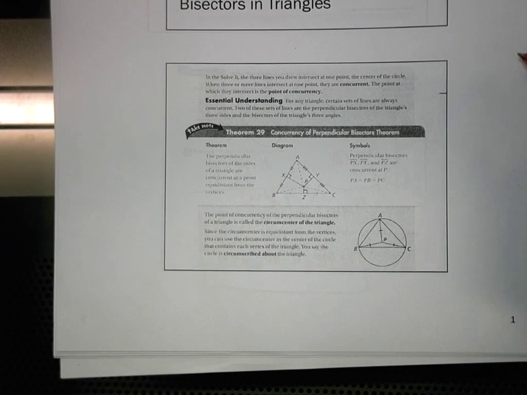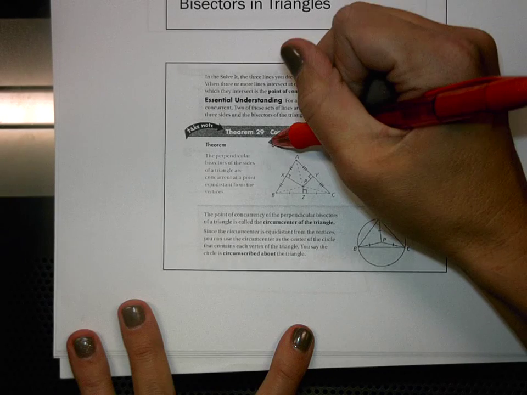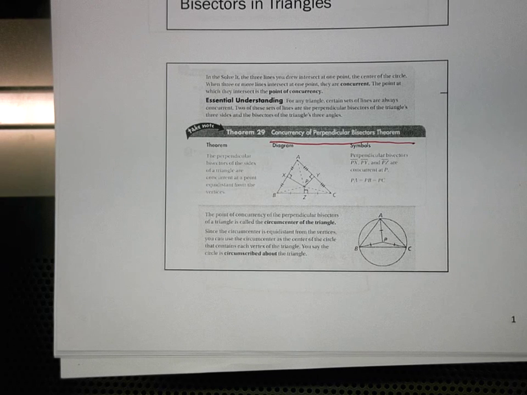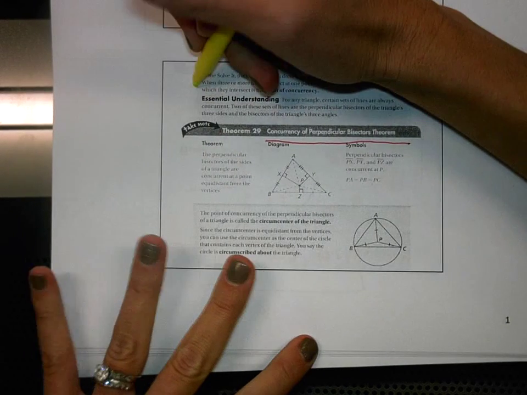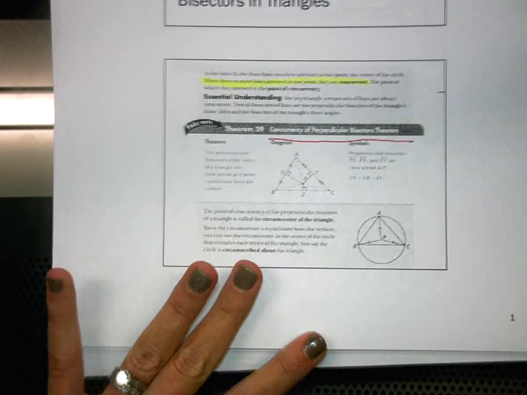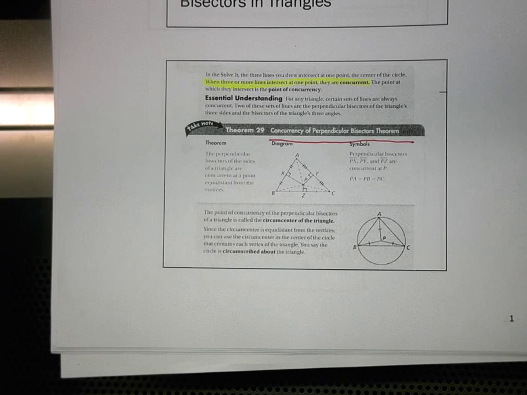So the first thing we're looking at is concurrency of perpendicular bisectors. Now, what does concurrency mean? Can you guys find that word in the set of notes somewhere? Good, and you might want to underline or highlight it, but concurrency means when there are 3 or more lines intersecting at one point, they are concurrent. And the specific point is the point of concurrency, where they actually intersect. So the lines are concurrent, and the point is the point of concurrency.